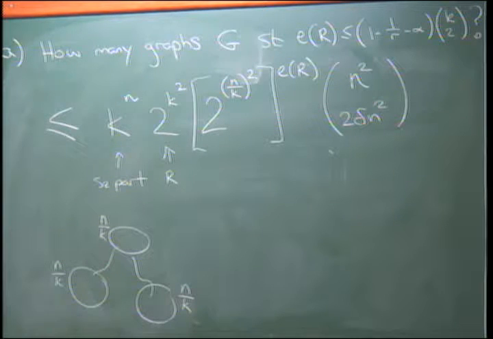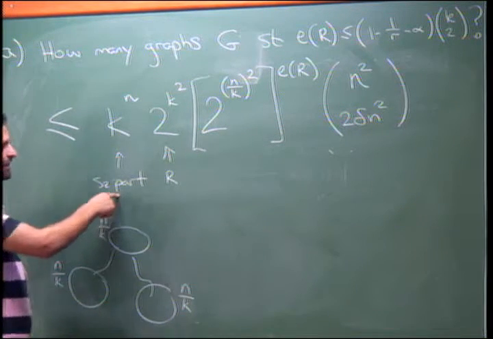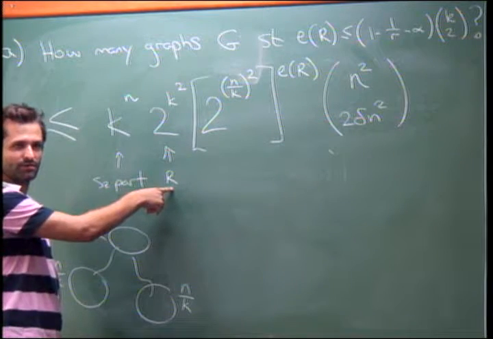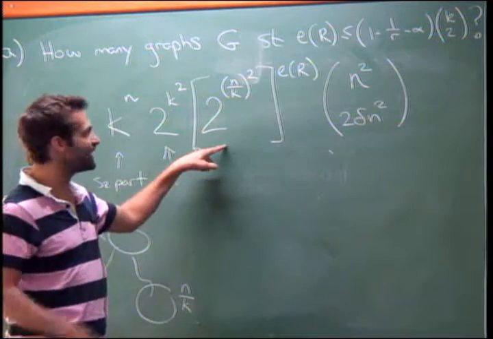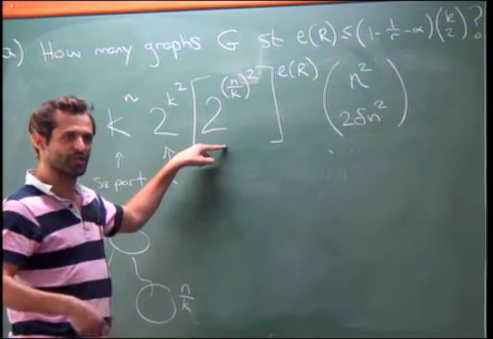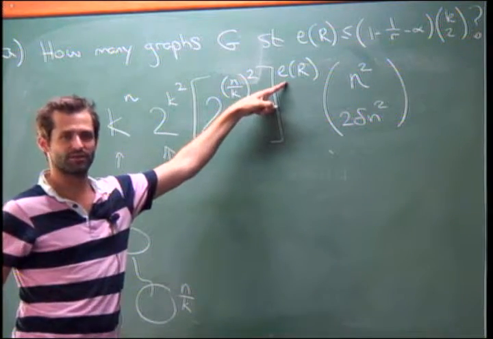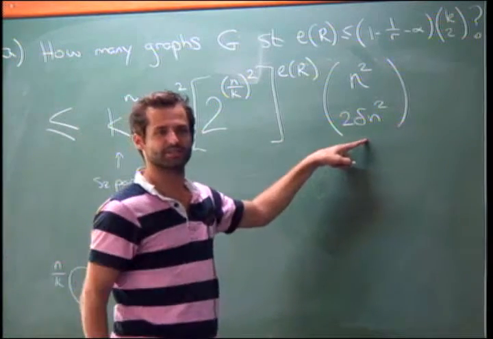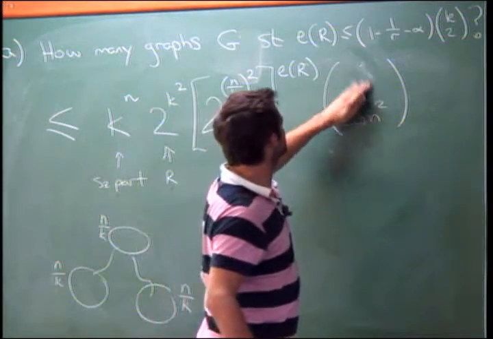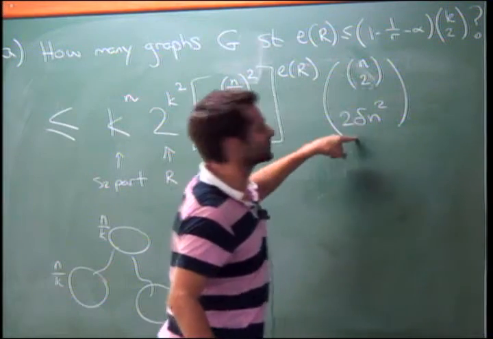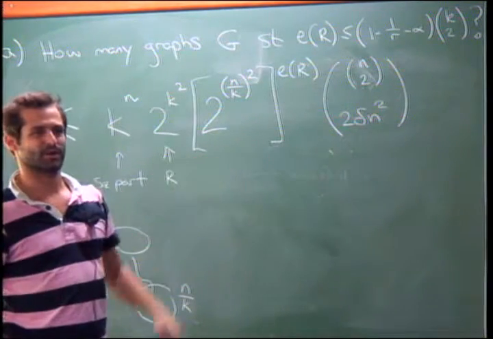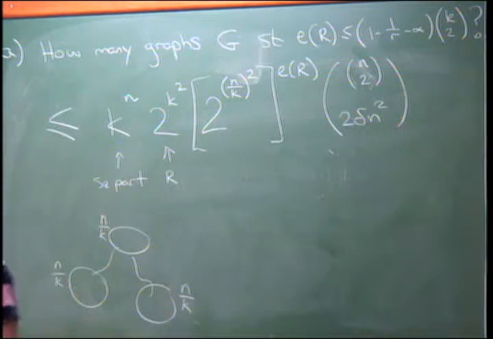Is that okay or not? So what did I do? First, I chose the partition. Then I chose the reduced graph R. Then I chose the edges of G which contribute to edges of the reduced graph. And finally, I chose all the rest of the edges. Okay? I feel like this is n squared choose 2 delta n squared. Okay? And every graph, not even every H-free graph, every graph looks like this.